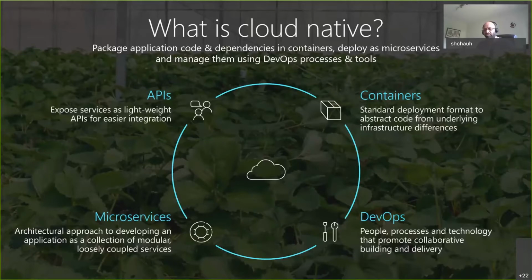It's an adjective which describes applications, architectures, platforms, processes, which together make it possible for us to quickly respond to changing user needs and business requirements. In simple terms, as shown in this slide, cloud native is application code and dependencies packaged as containers, deployed as microservices, and exposed as APIs. And this pretty much you can manage with DevOps tools and processes.